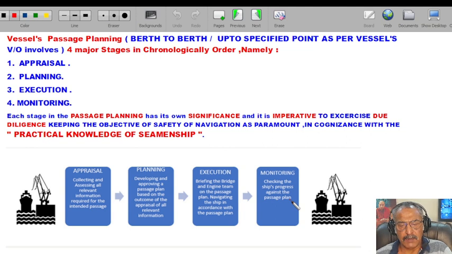And last but not the least, the final stage is monitoring, that is checking the execution of the passage when you are checking the ship's progress against the intended passage plan. So these are the 4 stages, which of course we are well aware of: appraisal, planning, execution and monitoring. Now we go to the next slide.